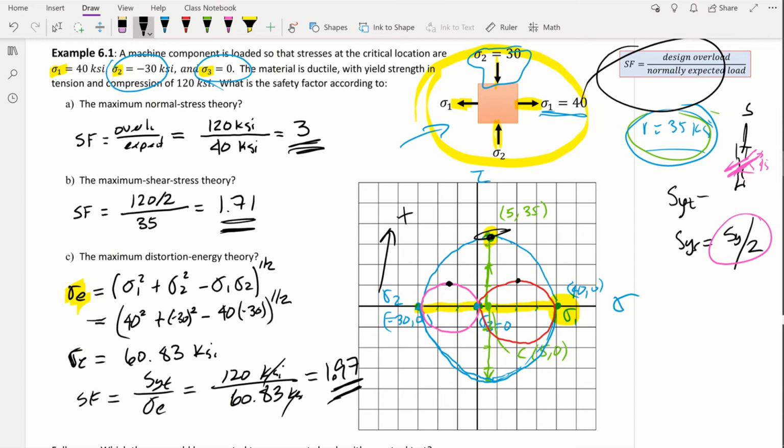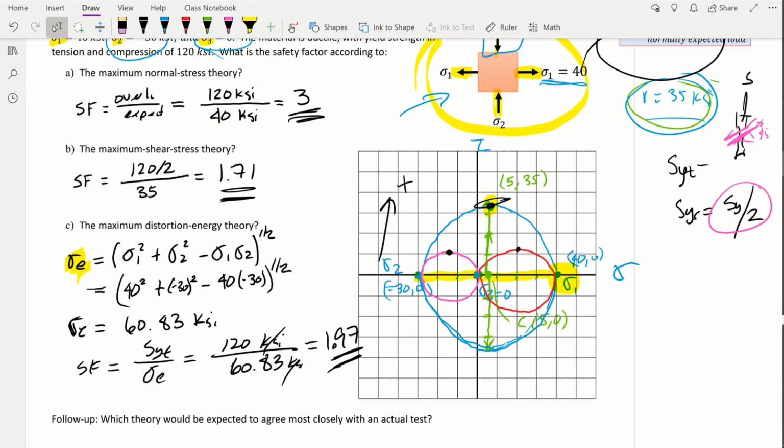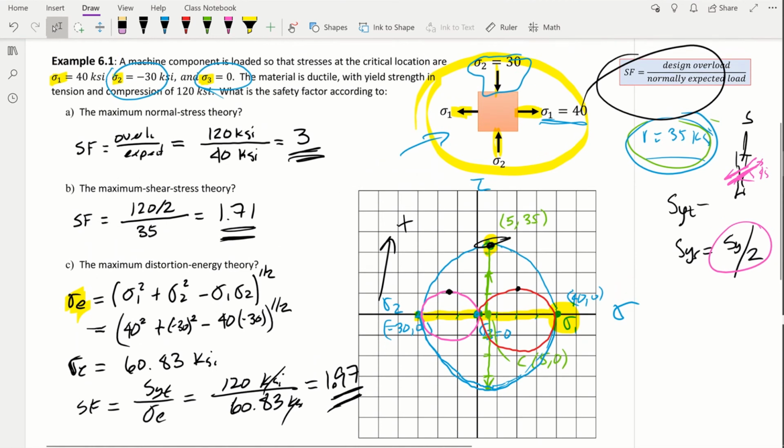So the next question is, let me see if I can scroll. Yes. Which of the theories would you expect to agree most closely with the actual test data? And for this one, basically all you have to do is remember from the PowerPoint that the best predictor, right? We have the best predictor depending on whether the material is brittle.